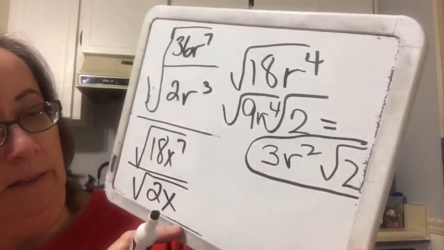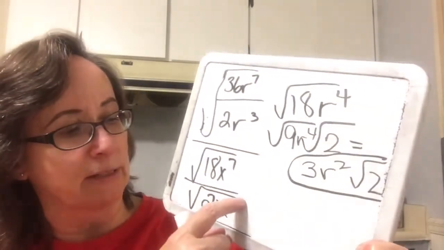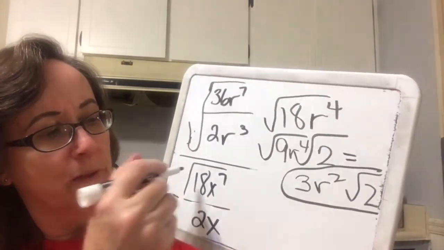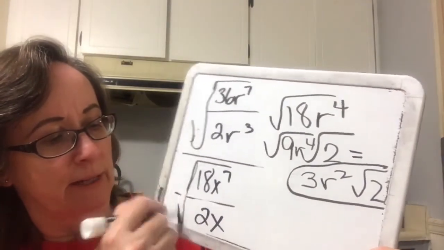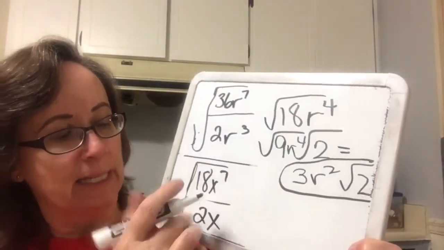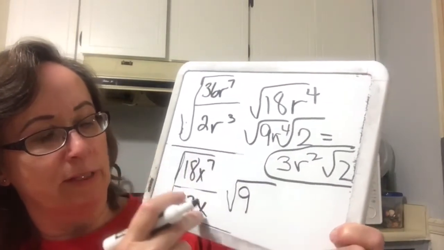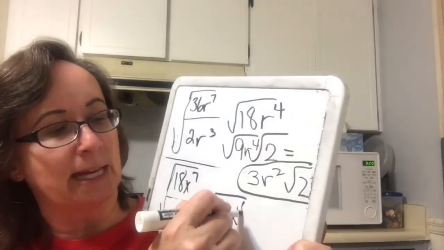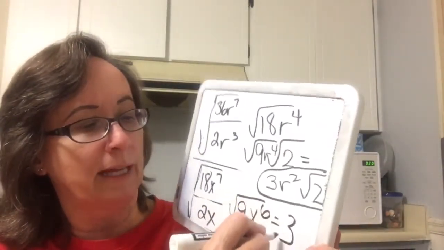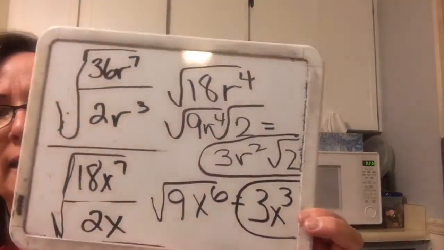Down here, I can also see a benefit for putting these two back together again. So we're going to take the bottom radical off. We're going to extend the radical down and make it one radical. And now we can divide the 18 by the 2 and get the 9. The x to the 7 divided by the x and get the x to the 6. And now it's a perfect radical. So that's going to be 3x cubed. And that is the final answer on that one.